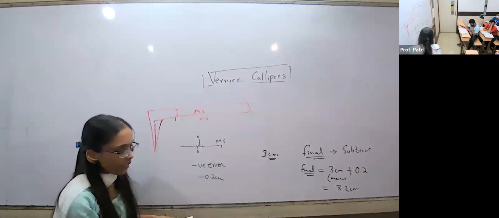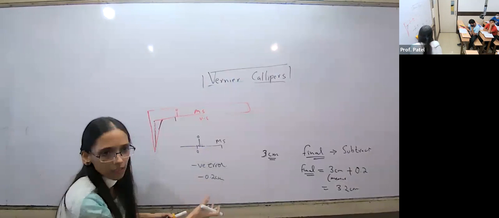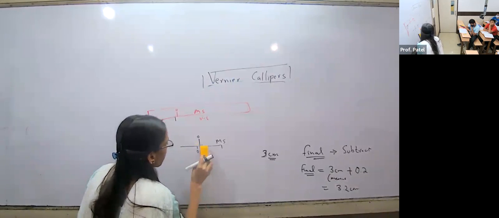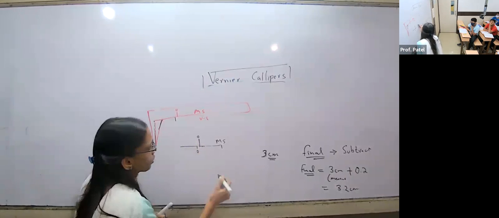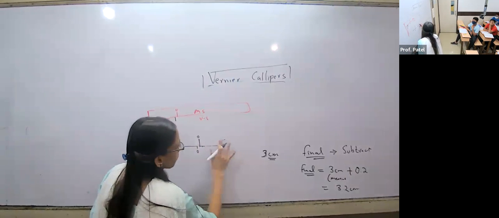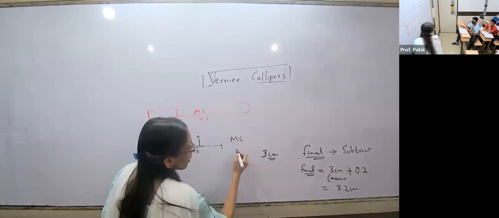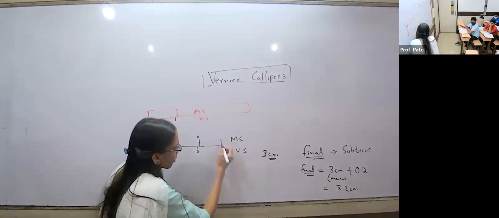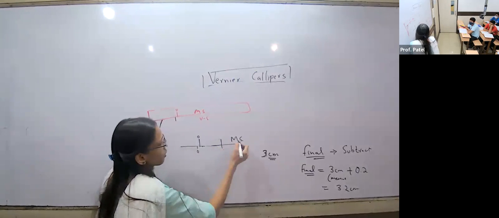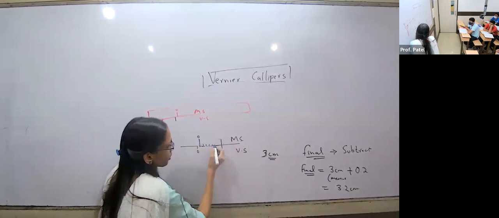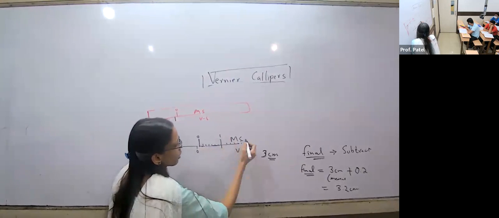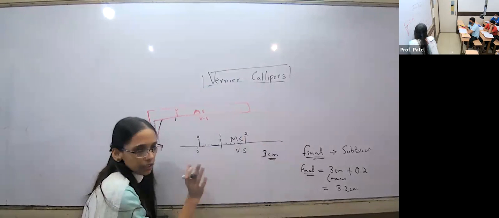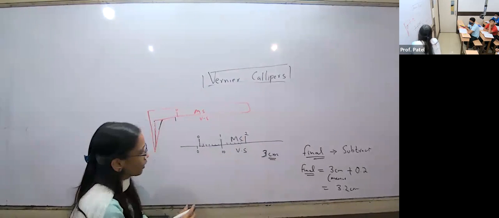Now let's see how we get -0.2 or +0.2. How is that calculation done? So this is my main scale division. This is my vernier scale division. This is 1. This is 2. It goes on, but for the vernier it is always fixed. Here we have this much.